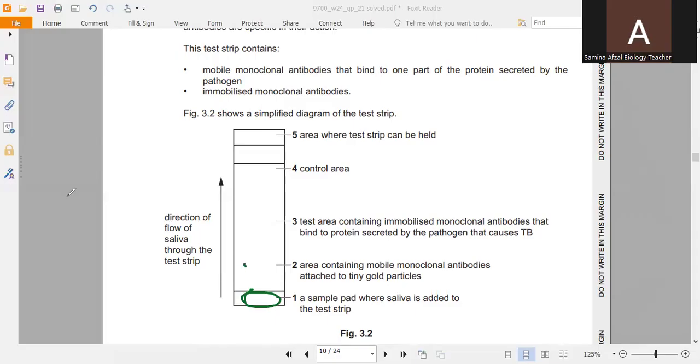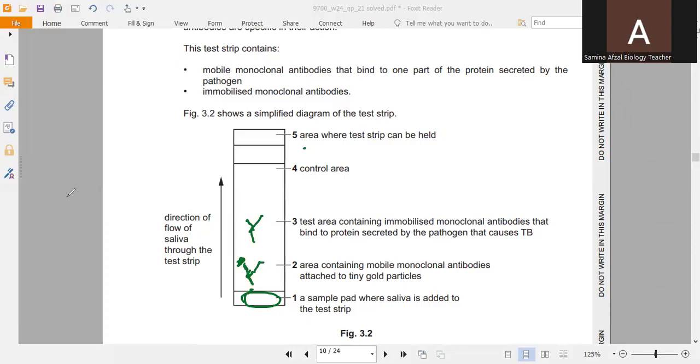So the antibodies will be with the gold particles. The antibodies are V-shaped, and the part 3 test area contains immobilized monoclonal antibodies that bind to proteins secreted by the pathogen that causes TB. Again, here will be the immobilized monoclonal antibodies. So this is the control area, and then there will be the area where the test strip can be held. So the test strip can be held over there.